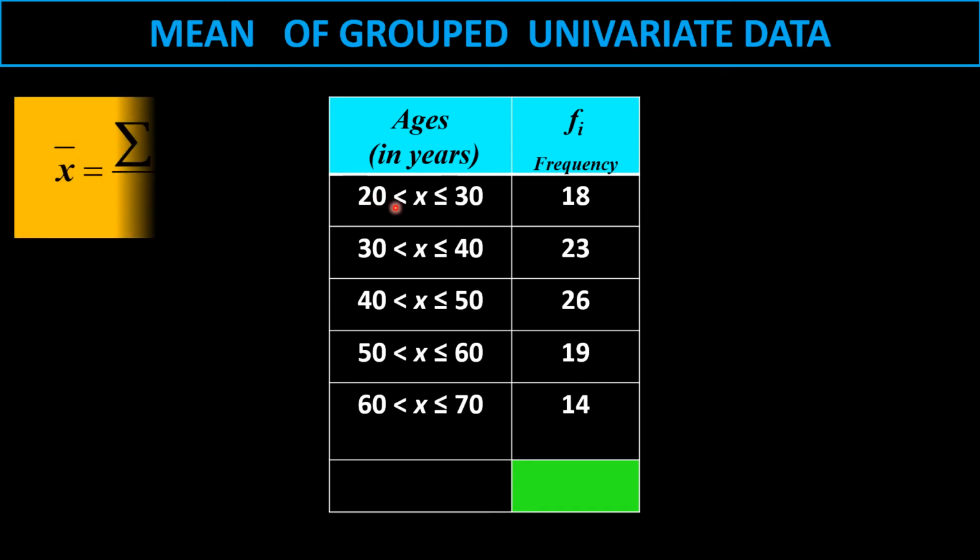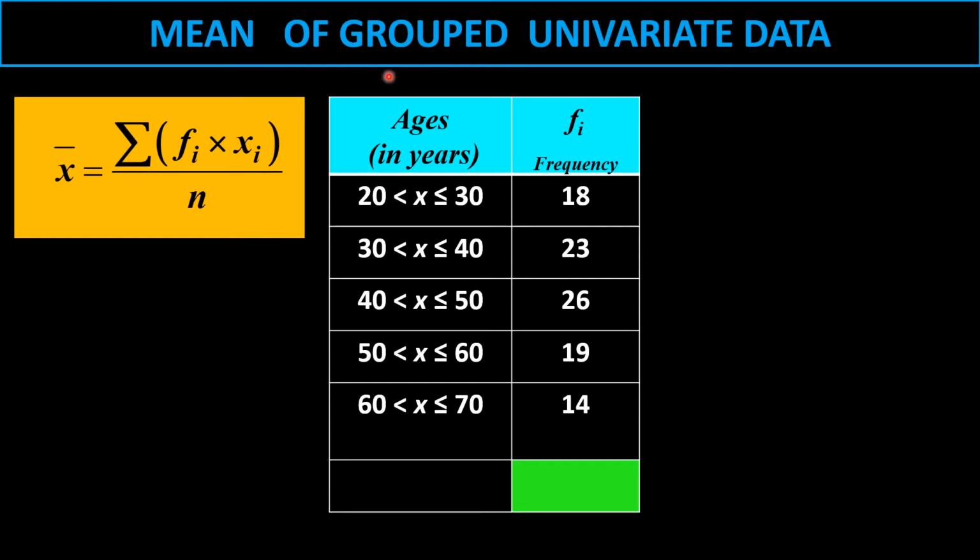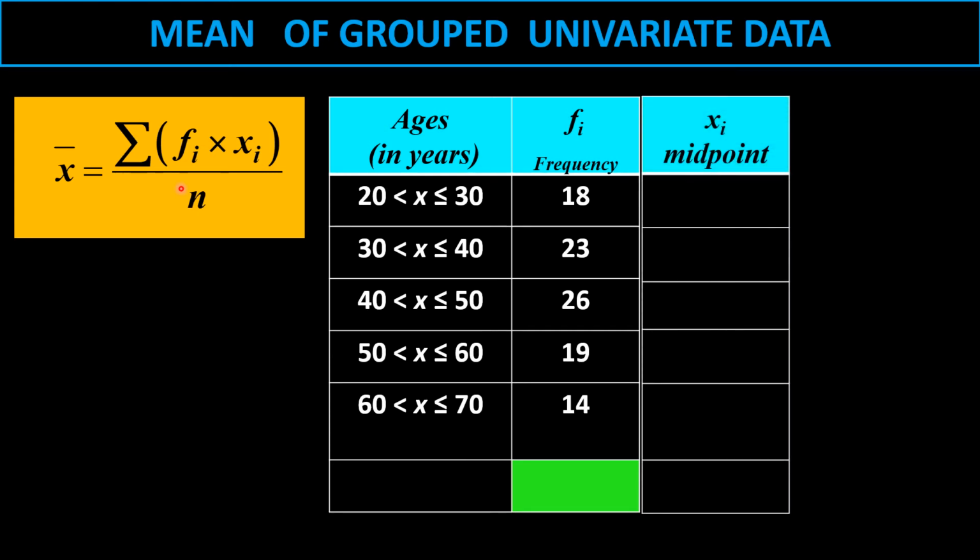So we're going to calculate here. This is the way we're going to do it. We'll have to find the midpoint, and for each of those values, there are 18, so it's 18 times that midpoint, 23 times that midpoint, 26 times that midpoint, 19 times that midpoint, 14 times that midpoint. And once we have the products, we're going to find the sum, and then we divide it by the total number of frequencies. So let's create a column here where we're going to calculate the midpoints.